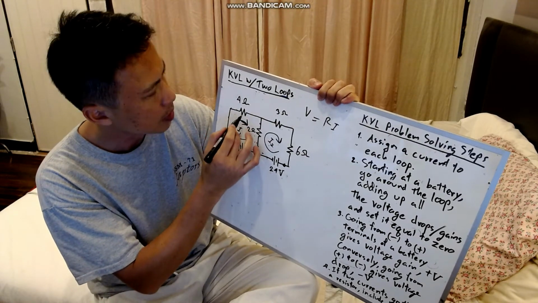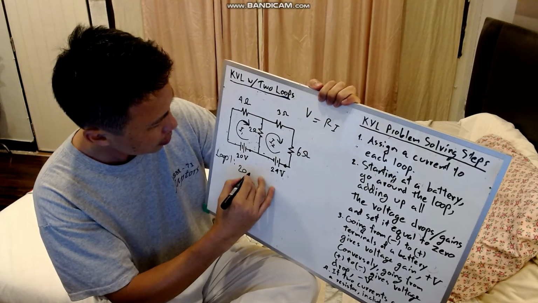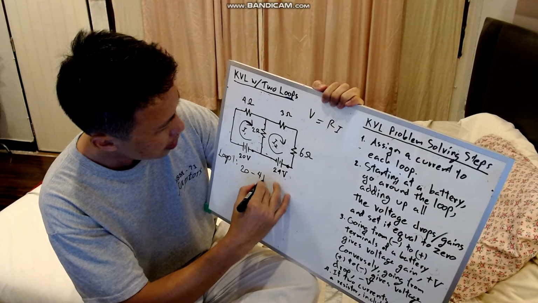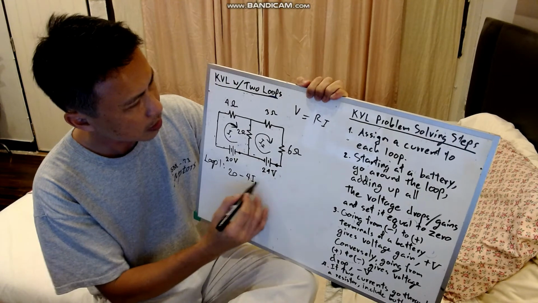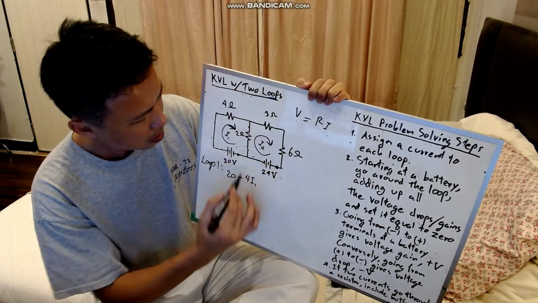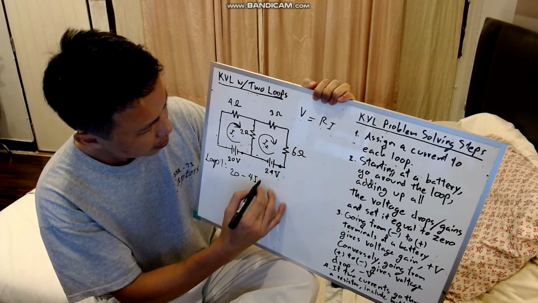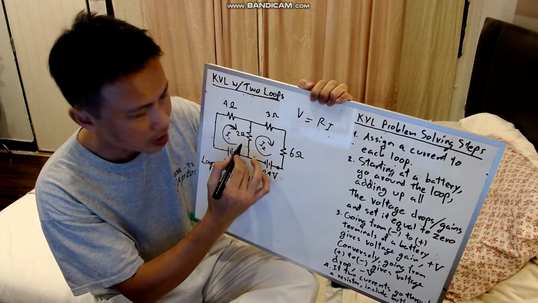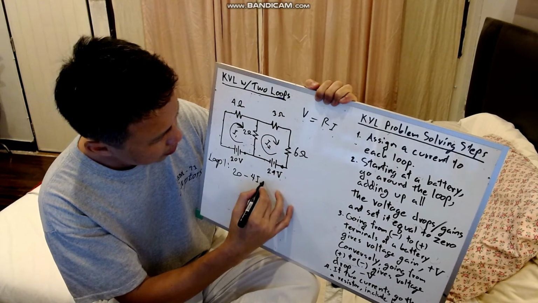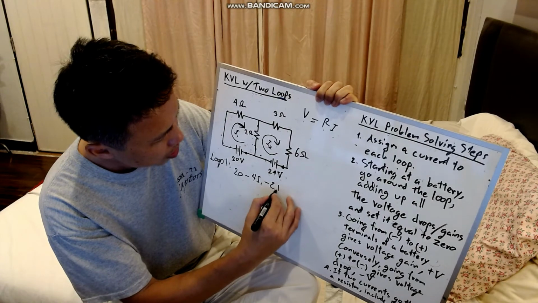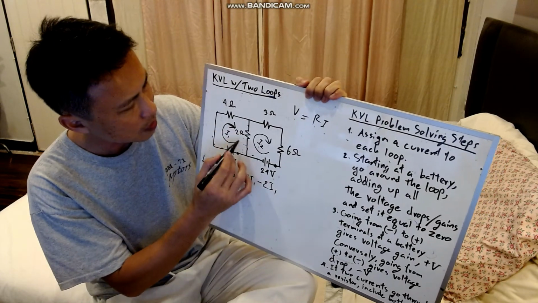The 4 ohm resistor resists, so I lose voltage for I1. Voltage is R times I, so R is 4, I is I1. Then keep going in this loop. You come to the 2 ohm resistor. This one is a little more tricky: minus 2 times I1 again, so 2 times I1.